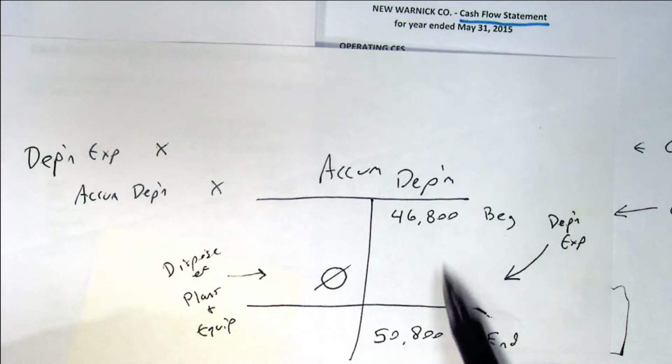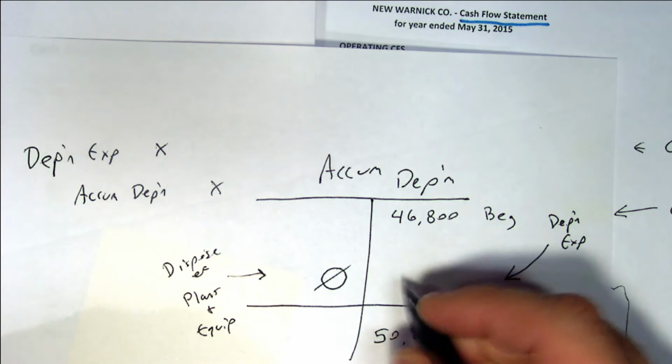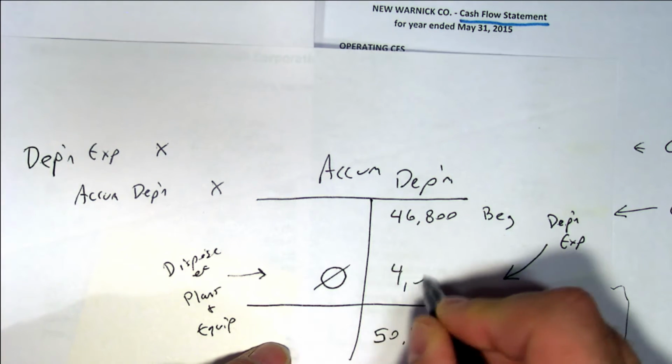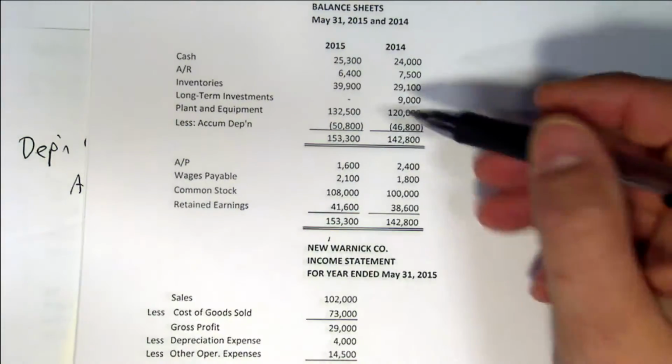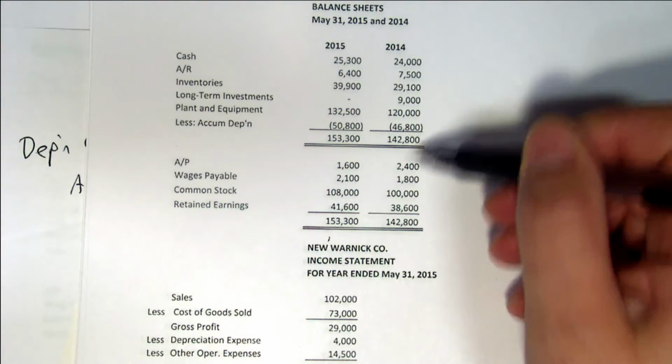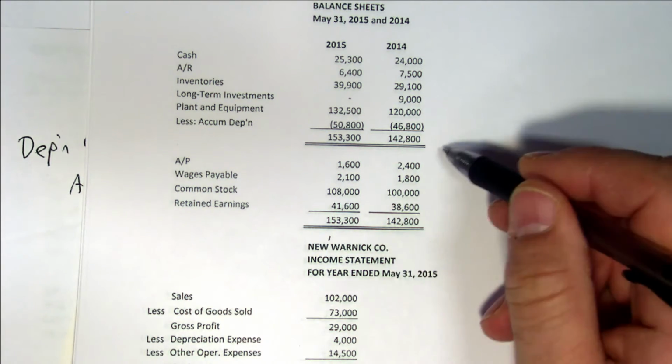Thus, we know that the entire change in this beginning and ending balance is due to depreciation expense, which is how much? 4,000. Now, why do I go through this whole rigmarole? I'll tell you why. A common question I get is, when I am doing my operating section, should I get my depreciation expense from the balance sheet or should I get it from the income statement? And in this case, it's the same number, right?